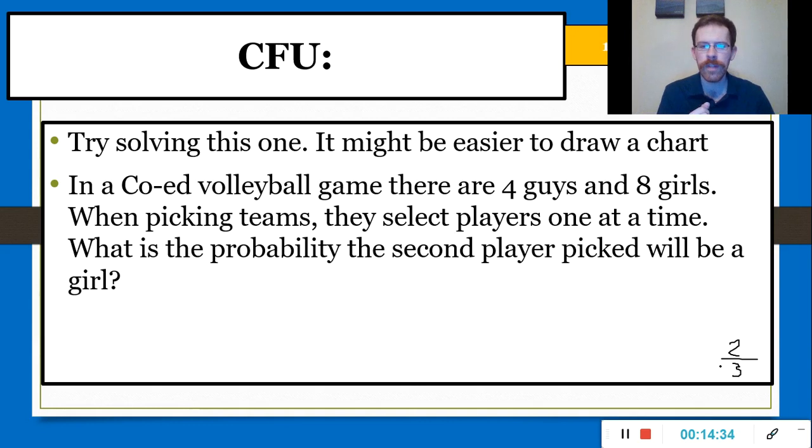Alright. At a co-ed volleyball game, there are 4 guys and 8 girls. Love volleyball. Volleyball is like my favorite sport to play. When picking teams, they select players one at a time. What is the probability that the second player picked will be a girl?